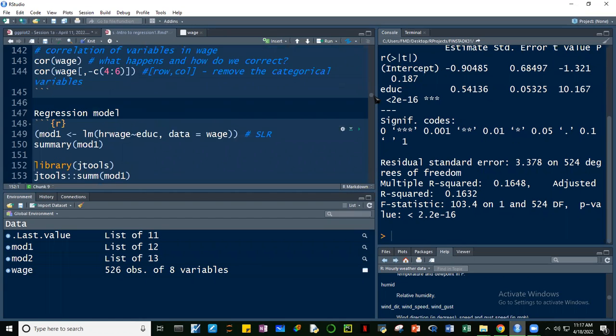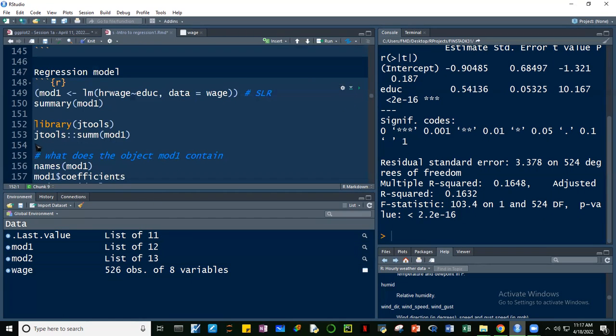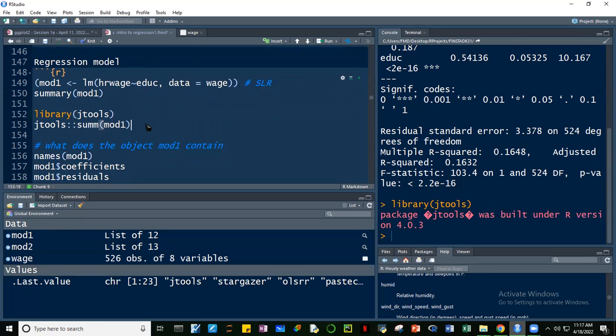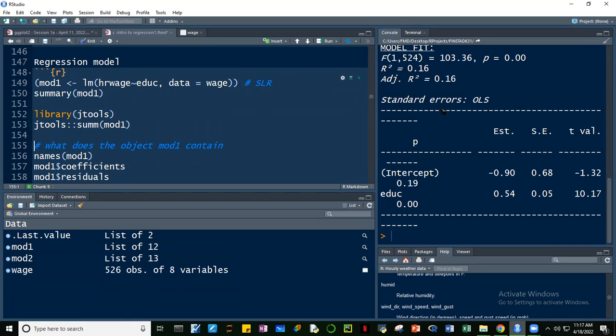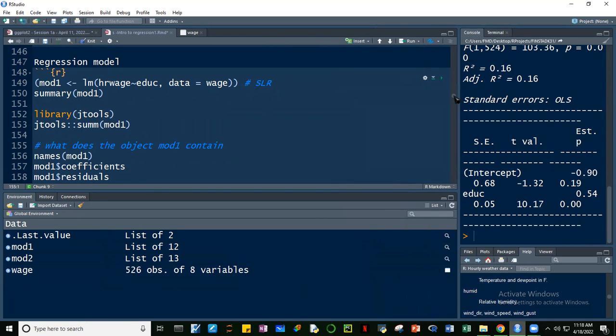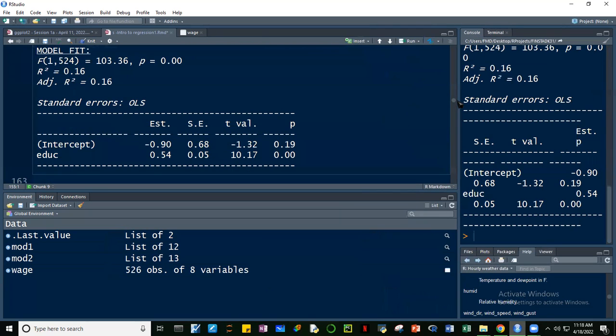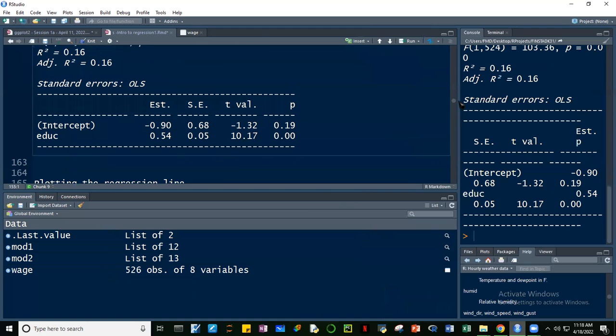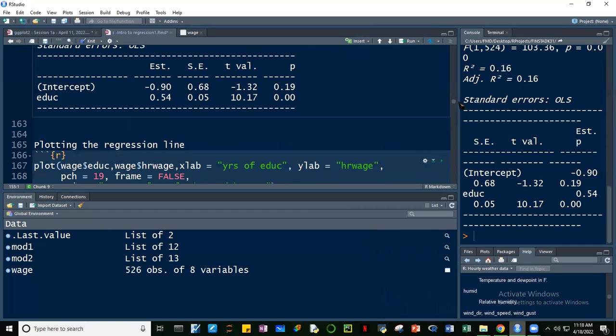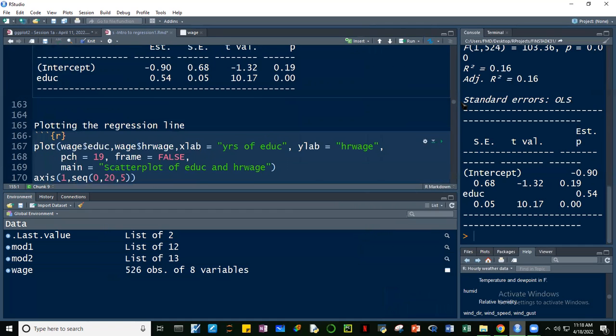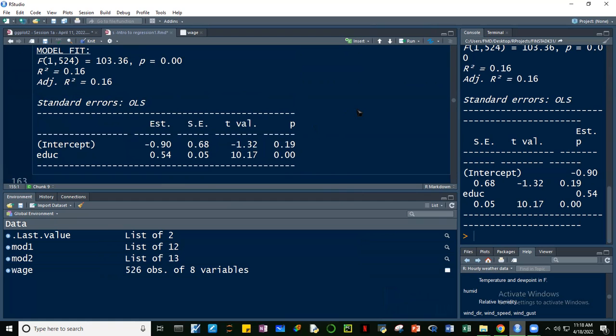So we can also generate the output using, for example, a library from JTools. Okay, you can use this JTools output, and there's another one, GT summary, which I'm going to also show you in the future. Okay, ito yung output natin. So this is a lot better than the one that we generated a while ago, which was not in a good format. This is already a format that can be used for papers.